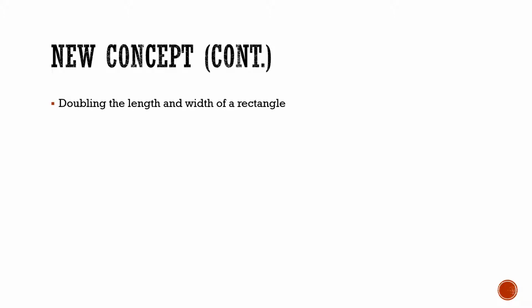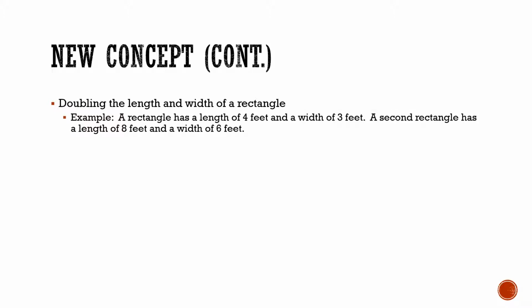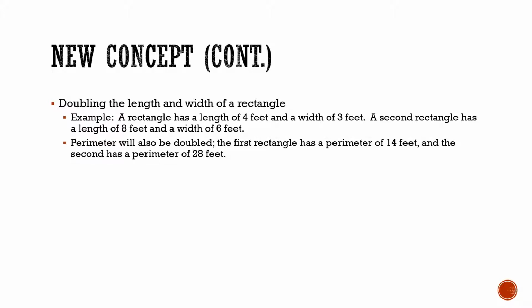If you double the length and width of a rectangle, so here's an example. You have 2 rectangles. One rectangle is 4 feet by 3 feet. The other rectangle is 8 feet by 6 feet. So notice we doubled the length from 4 to 8, and we doubled the width from 3 to 6. If you do that, your perimeter is also going to double. So if the perimeter of the first rectangle is 14 feet, the perimeter of the rectangle that we doubled the dimensions of is 28 feet. 28 is double 14.